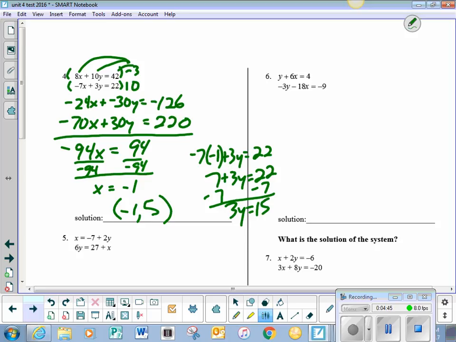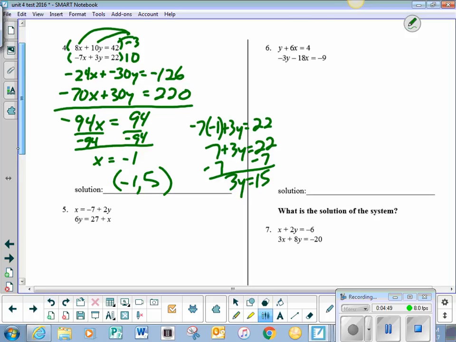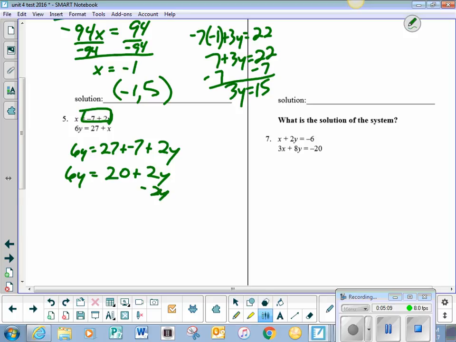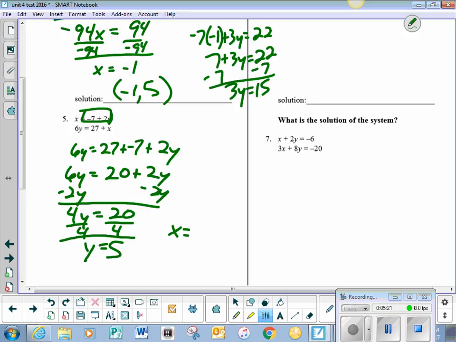Okay? Pretty straightforward so far, right? No curveballs. Okay? Number 5 sets up nicely for substitution. If I substitute this in for x down here, I get 6y equals 27 plus negative 7 plus 2y. So I get 6y equals 20 plus 2y. Subtract 2y. 4y equals 20. Y equals 5. If y is 5, x is negative 7 plus 2 times 5, which is negative 7 plus 10, or 3. So 3, 5.